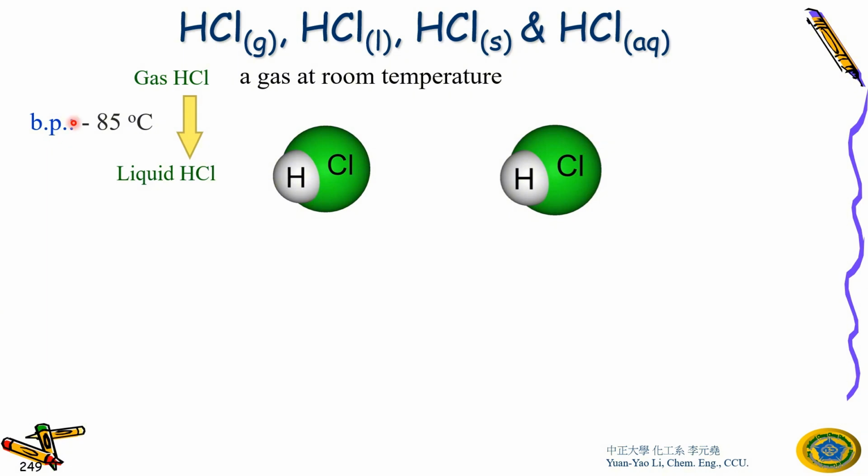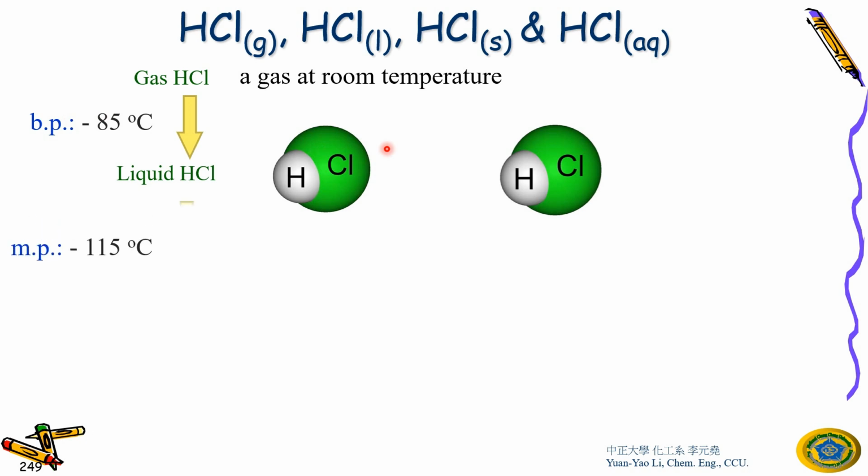And again, the boiling point means what? If the temperature goes up to minus 85, this will become gas phase. But if you cool down to minus 85, this will become liquid. This is what we call the boiling point. Right? How about the melting point?